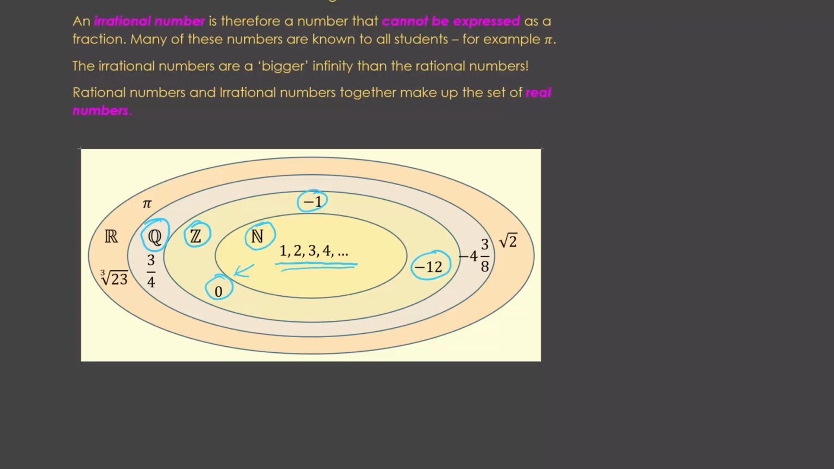And so in here we have all of those things inside, so all of the positive and negative integers, but also things like 3/4, which are not integers, -4 and 3/8. And so finally we end up with the set of real numbers, and in the outer ring here we have things like the cube root of 23 and pi and the square root of 2, which cannot be expressed as fractions.